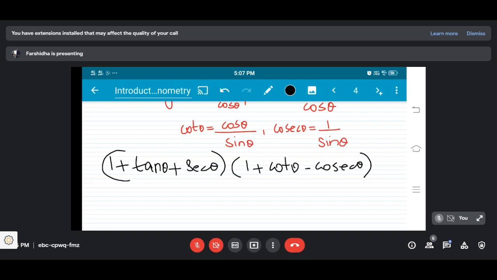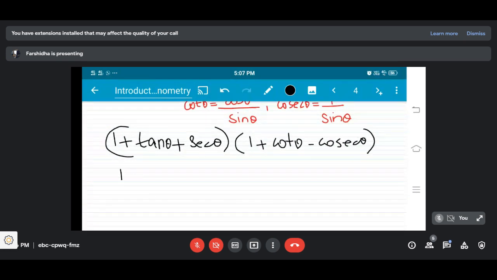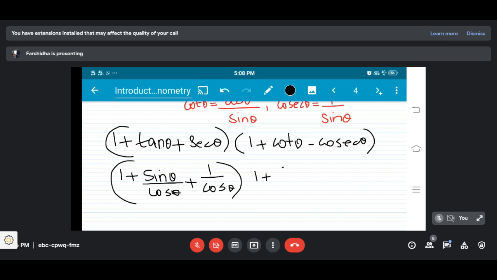So in the question, replace everything: tan, sec, cot, and cosec. We'll replace tan as sin by cos. So 1 plus sin by cos, plus sec we replace as 1 by cos, into 1 plus cot, which we replace by cos by sin, minus cosec, which is 1 by sin theta.